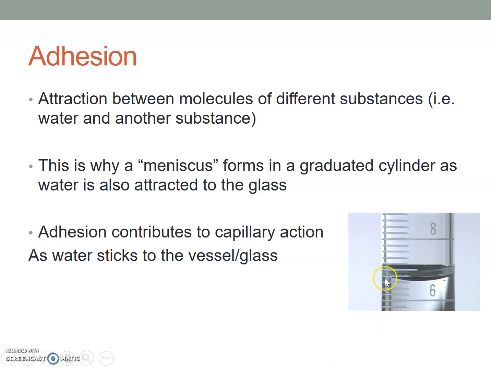So you can see that over here, and you can see how the meniscus forms. And remember that we're supposed to read at the bottom of the meniscus. But this happens because the water has adhesion to the graduated cylinder itself. And so the water pulls up, but it also still sticks with itself because of cohesion, so it forms the meniscus. Adhesion also helps to contribute to capillary action, which is how water is pulled up a tube.